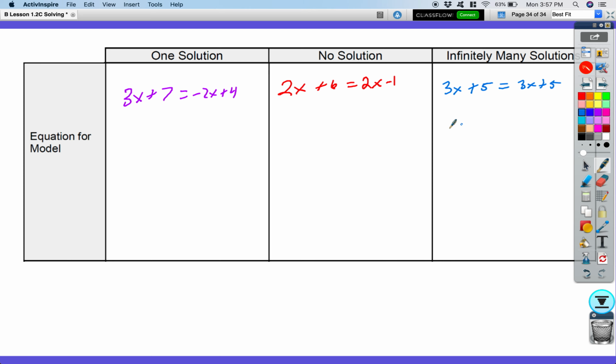Remember, it won't always be that easy. If I have something like 2x plus 4, it might look like 2 times the quantity of x plus 2. So when you distribute and simplify, you will get the same answer.